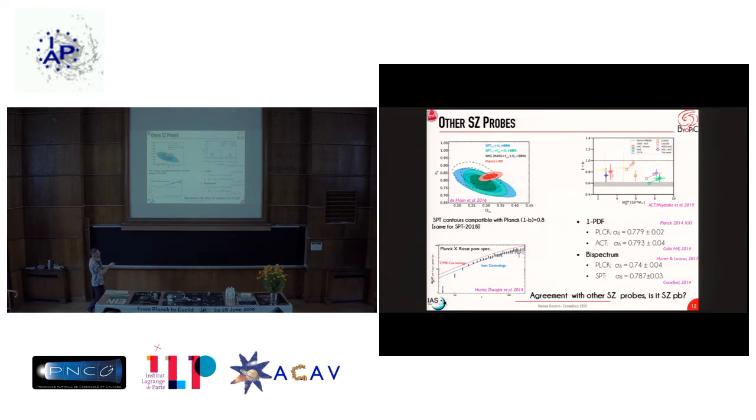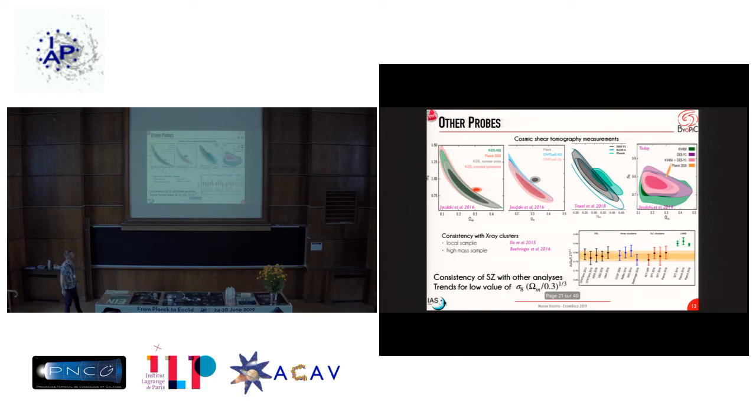You can play with other statistics, like the one-point PDF or bispectrum of the SZ from the map, and again, you tend to find a lower value of sigma 8. Something we did as well is to cross-correlate the SZ map with the X-ray map, and again, you see that the best cosmology is lower than the one from the CMB. So the common thing is SZ, so you can look around SZ.